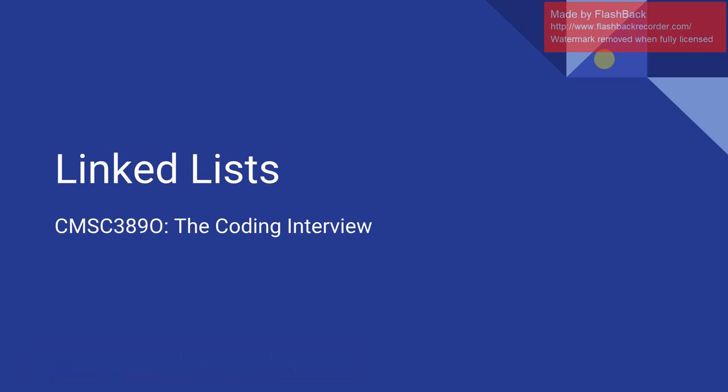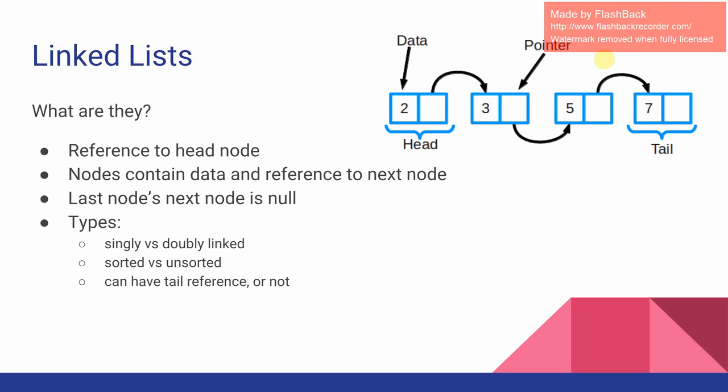Today we'll be talking about linked lists, so let's jump right in. Linked lists are a data structure that is characterized by a few different things. First thing, every linked list has a reference to the head node, which is the first node in the list. Also, nodes in linked lists contain some type of data and also a reference to the next node in the list.